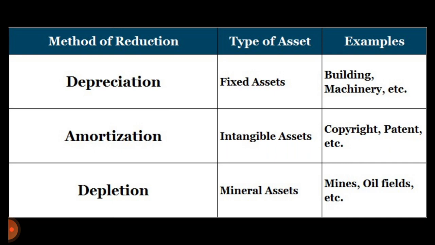Second is amortization. The principle is the same, that is the cost of the intangible asset. Amortization is applicable to intangible assets. So the cost of the intangible asset is spread over the useful life of it. And when it's intangible assets as opposed to fixed assets, we call it amortization.